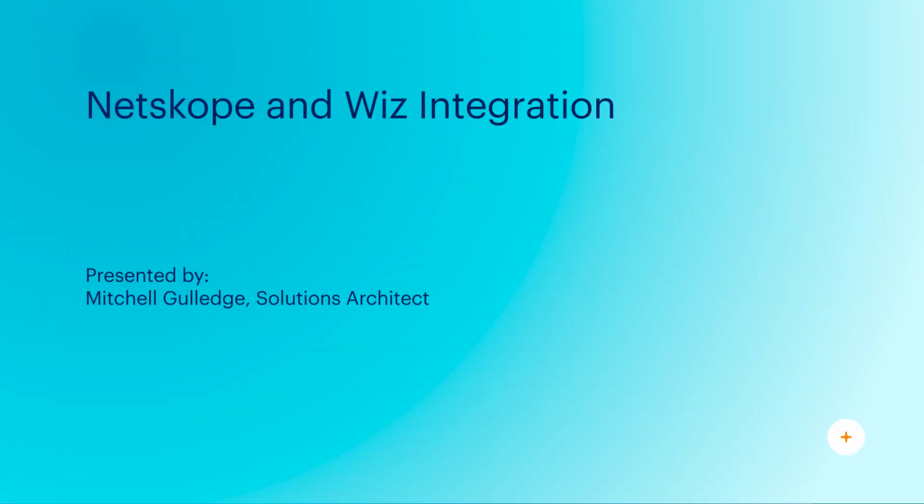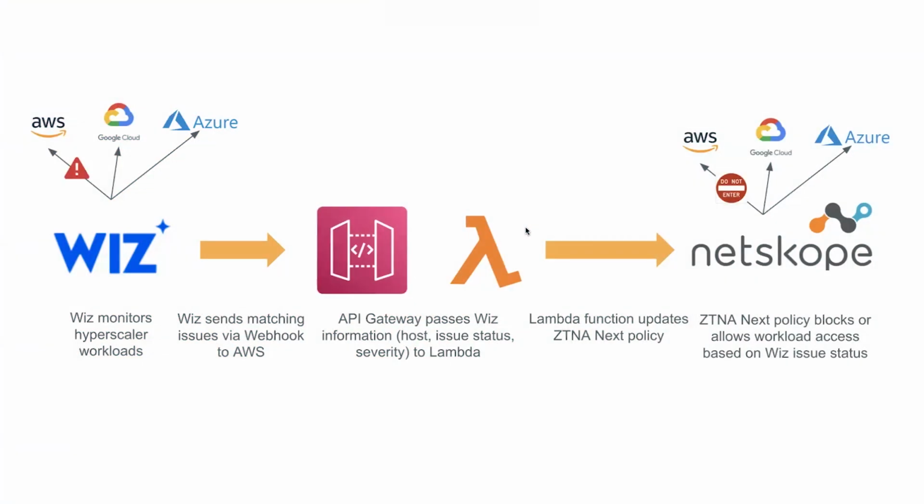Hi, my name's Mitchell, and I'm a solutions architect here at Netskope, and today I'm going to be showing you the Wiz Netskope integration. What this does is utilize the Wiz webhook API and Netskope APIs to create a unified control plane for dynamically blocking access to private applications from Netskope based on issues that Wiz communicates to us.